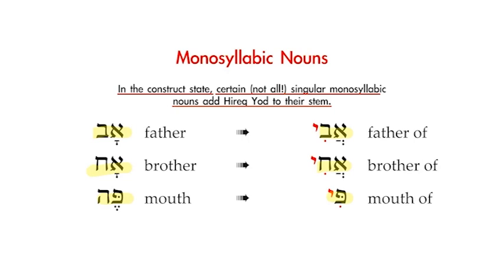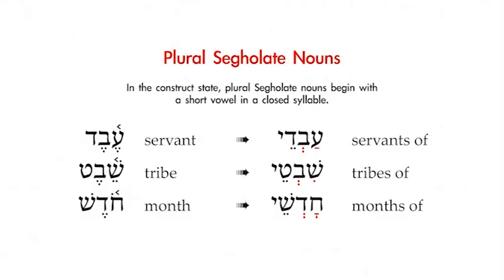That hireq yod appears only with certain singular monosyllabic nouns, but it does identify them as being in the construct state. Be careful not to confuse this hireq yod ending with the 1cs type 1 pronominal suffix. That appears in a different context. These are construct nouns that add hireq yod in the construct state. It's not the 1cs type 1 pronominal suffix. We're almost done. Hang in there.